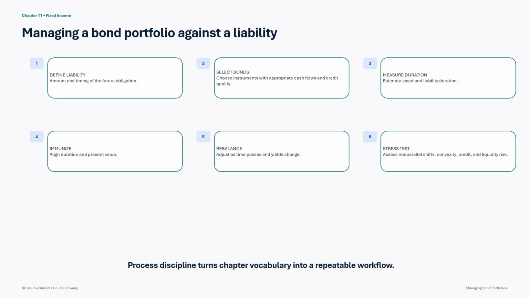Process discipline turns vocabulary into a workflow. Define the obligation, choose the instruments, measure the exposures, align them, monitor the drift, and test what happens when the market refuses to move in the neat pattern used by the model. A good liability strategy does not merely work in the base case, it survives the path to the payment date.